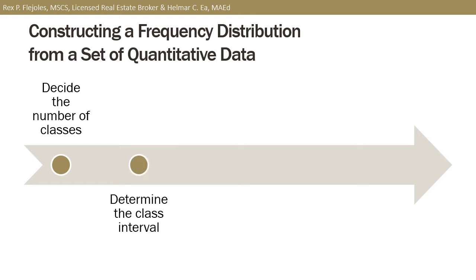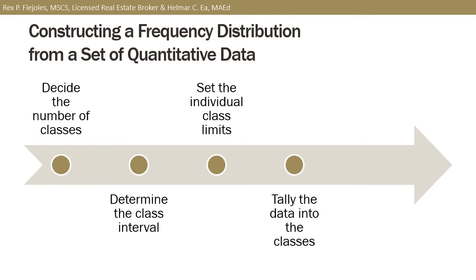Second, determine the class interval or width. Third, set the individual class limits. Fourth, tally the data into the classes. And fifth, count the number of tallies or observations into the classes, called the class frequency. Class or category frequency is the number of observations that fall in a certain category.